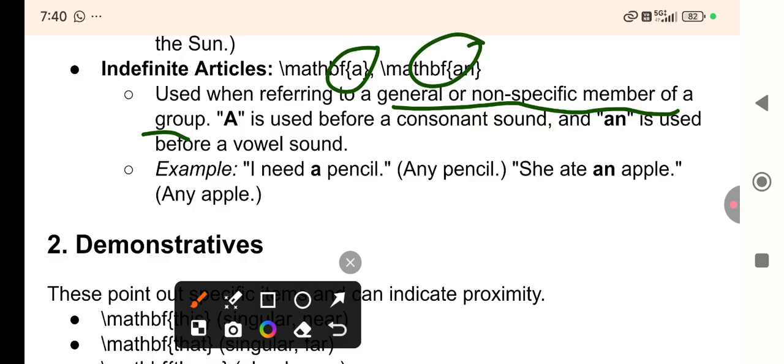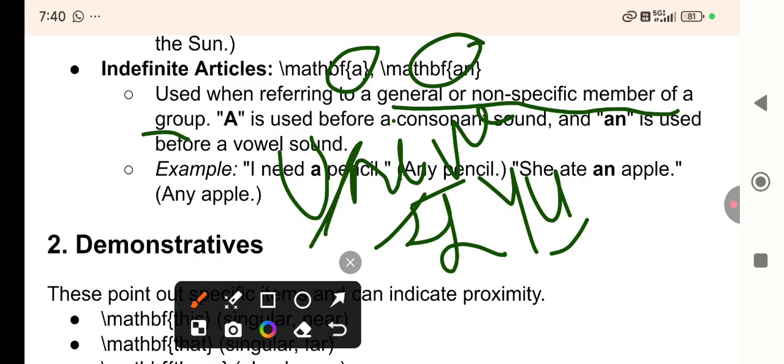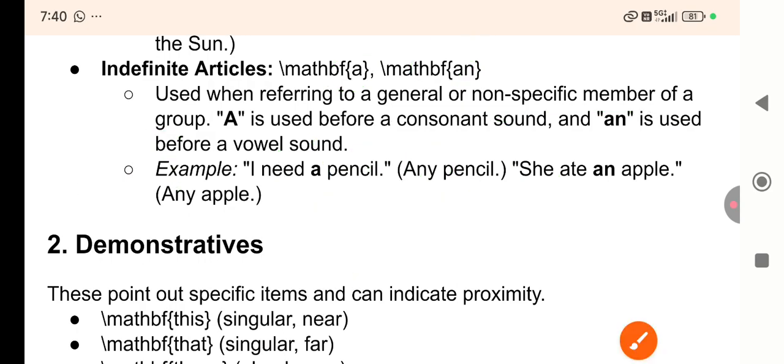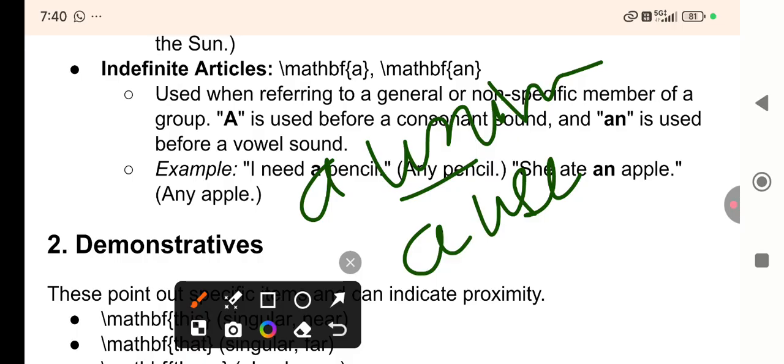Don't go with letters. For example, university. The sound of university is "yoo", so that's the sound u. In English that's a u, or in Hindi this is a u. So that is why, though it starts with a letter that is a vowel, here we have to use "a". Why a university? Because the sound is here, a university. Why is "a" used in a useful thing? With the same reason, right?